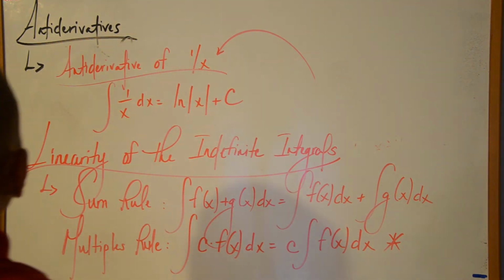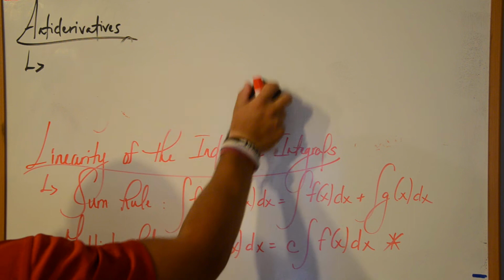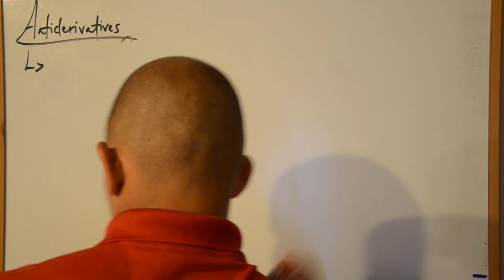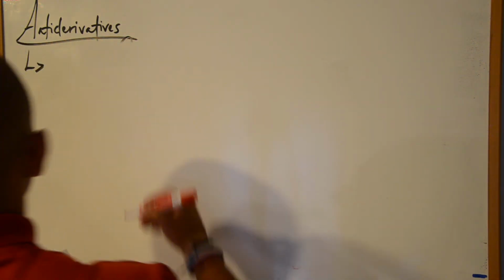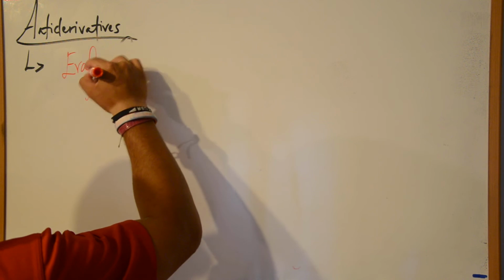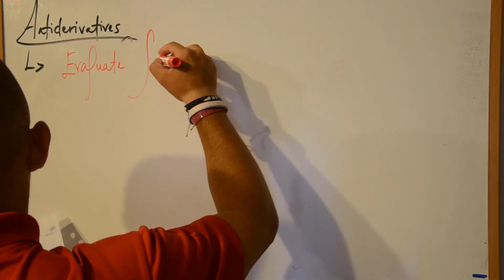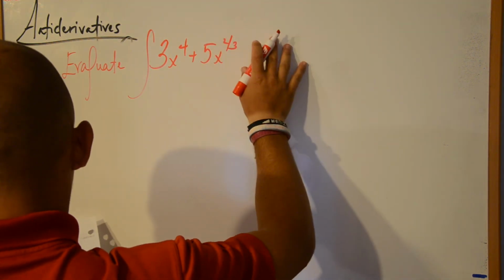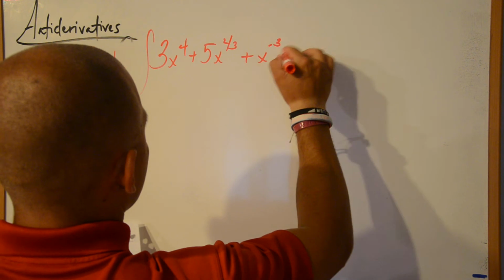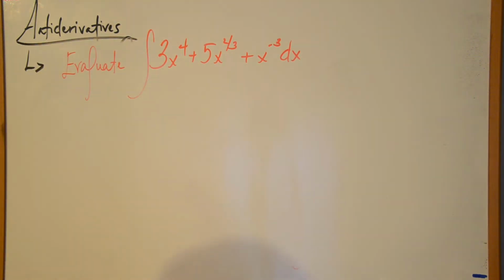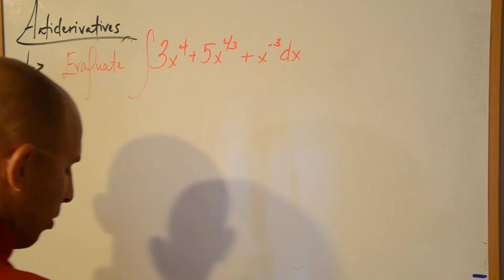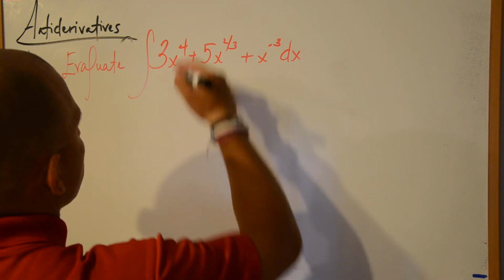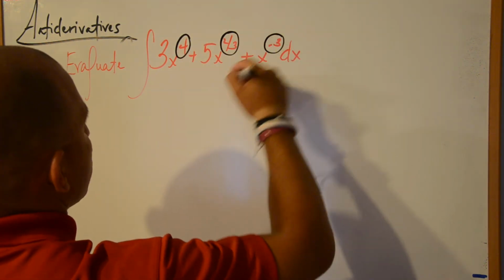Let's try one practice problem before we outline some other foundational knowledge and delve a little bit deeper into this chapter. So let's say that we had something along the lines of: evaluate the integral of 3x to the fourth plus 5x to the 2/3 plus x to the negative 3 dx. Once again, what we want to do is reverse derive these, anti-derive them. So we're going to add 1 to all of our exponent values. But let's start slow and steady.